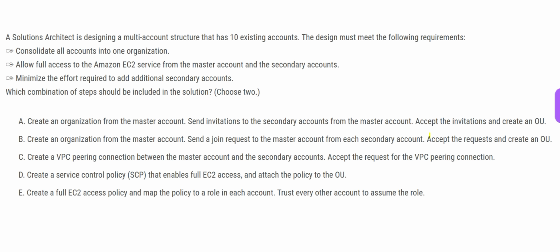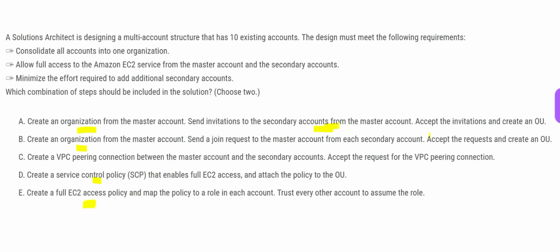When I see options A and B, both have organizations being used. And then it says I want full access to EC2 from the master account and secondary account. So either you create an access policy or you create a service control policy, and you want to minimize the effort required to add additional secondary accounts. We see that this is getting addressed by this second portion.